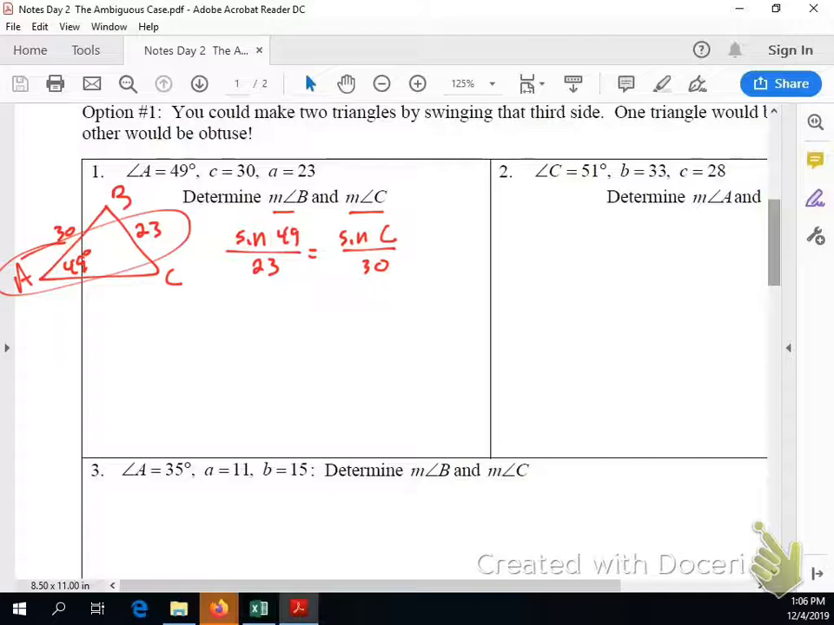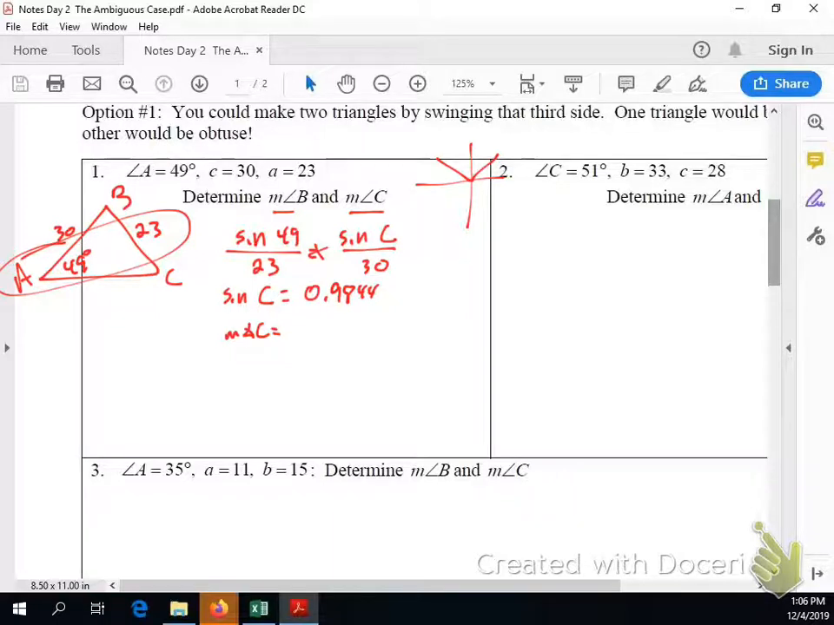Okay? So when you cross multiply and solve for sine of C, right, and I'm going to do this all in my calculator. We do 30 times sine of 49, then divide that by 23, and we get 0.9844. Whatever, right? It's a bigger decimal. Now, obviously, that's not an angle measure, so to find the measure of angle C, I have to inverse sine. But I know that there's an angle in quadrant 1 and an angle in quadrant 2 that would have that value of 0.9844. So I'm going to have to look at both angles.